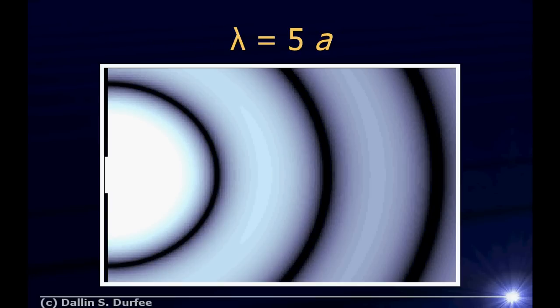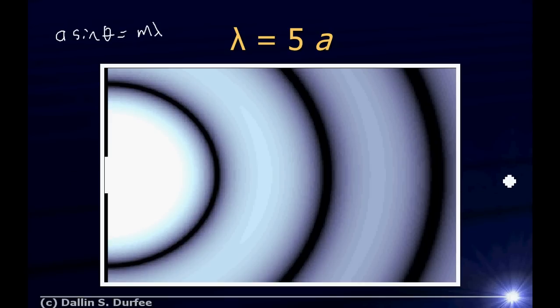So here's an example. Here I have a single slit, and I've done a calculation of light passing through that slit. Here the wavelength is 5 times the size of the aperture. So where do I get dark fringes? I get dark fringes when a sin θ is equal to mλ. But λ is way bigger than a, so there's no angle where I get a dark fringe. I get light coming out in all directions.